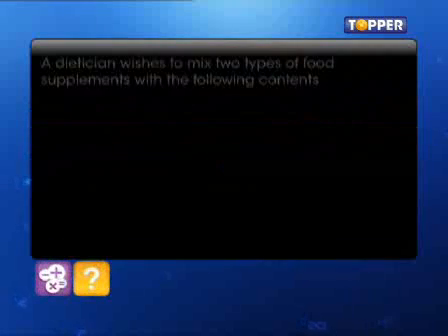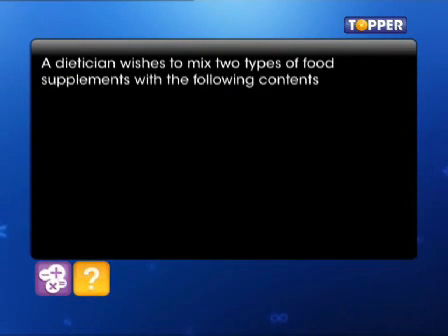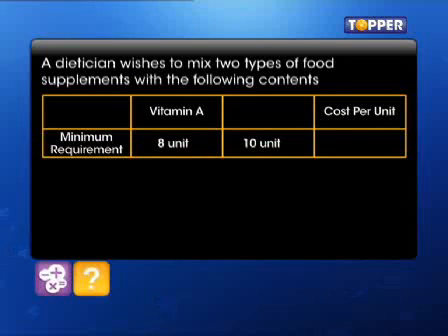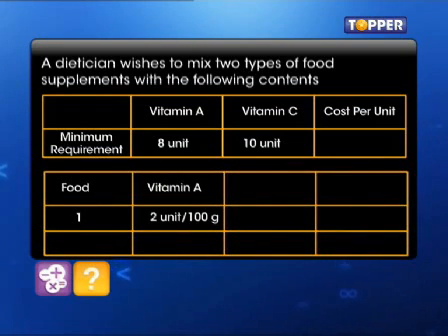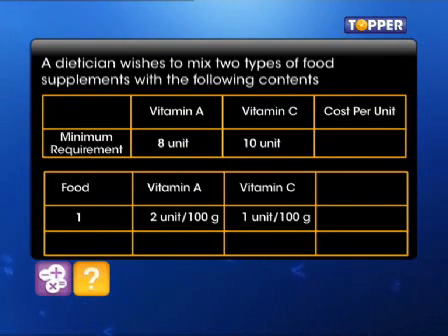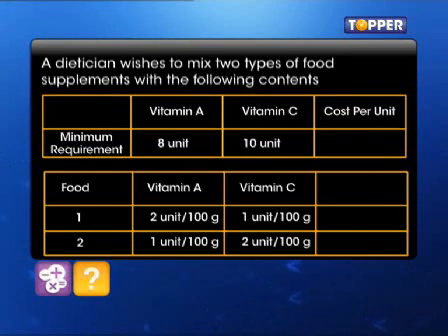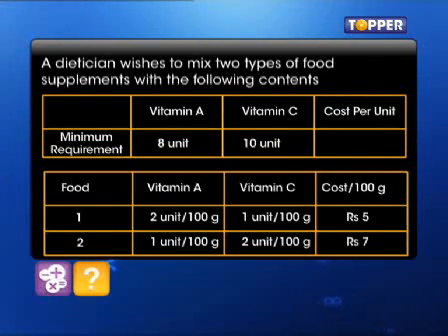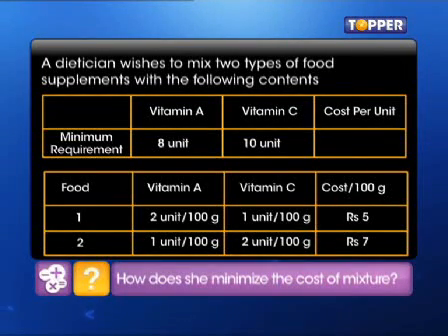So here it is. You see, a dietitian wishes to mix two types of food supplements in such a way that the vitamin content of the mixture contains at least 8 units of vitamin A and 10 units of vitamin C. Now, food supplement 1 contains 2 units per 100 grams of vitamin A and 1 unit per 100 grams of vitamin C, whereas food supplement 2 contains 1 unit per 100 grams of vitamin A and 2 units per 100 grams of vitamin C. Now, it costs rupees 5 for 100 grams of food supplement 1 and rupees 7 per 100 grams of food supplement 2. How does she minimize the cost of such a mixture?